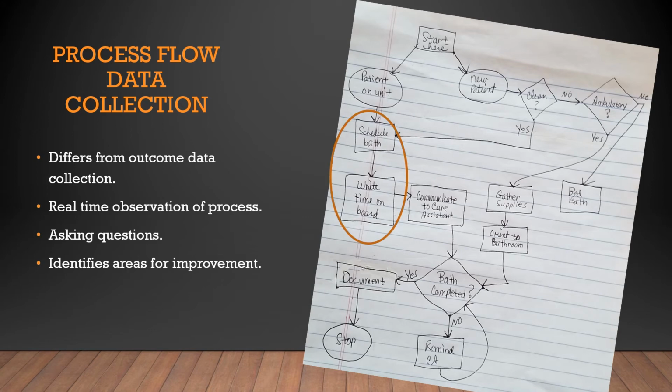There are several steps in our bath project to make sure a patient gets a bath within 24 hours of admission and gets a daily bath. Here we see that we have asked a new patient if they're clean, and yes, or the patient that's been on the unit. So we have a circle here that we need to just schedule a bath and then write the time on a board in their room.